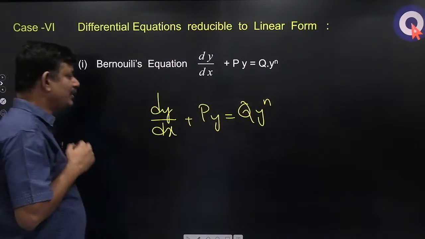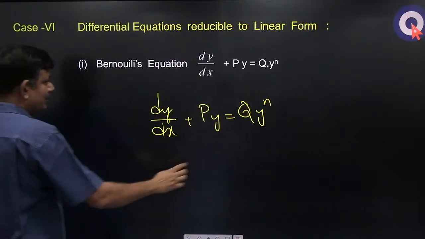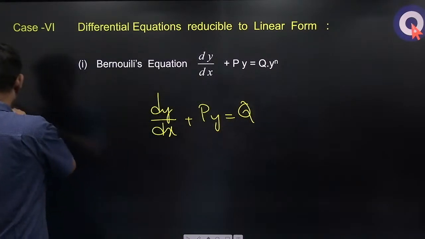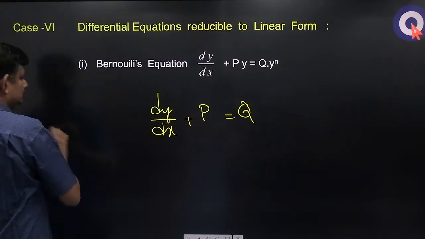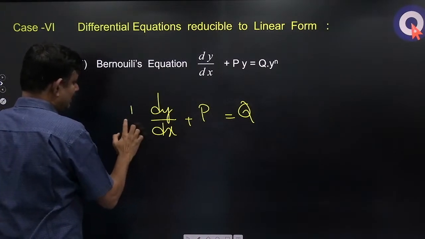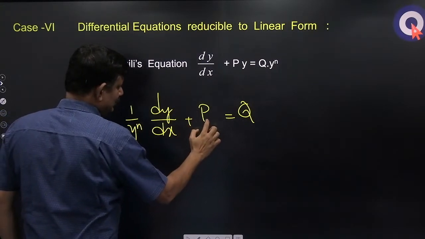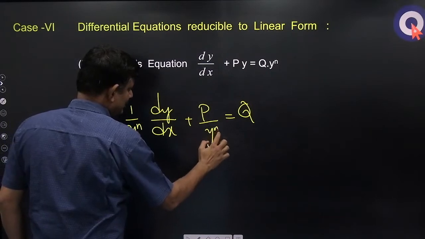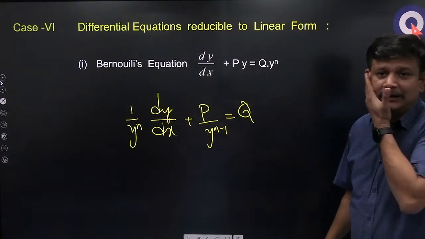I will divide throughout by y power n. When I divide throughout by y power n, what will I get? There will be no y power n here. Here I will have 1 by y power n. There was y here, so this will be y power n minus 1. I am dividing throughout by y power n.